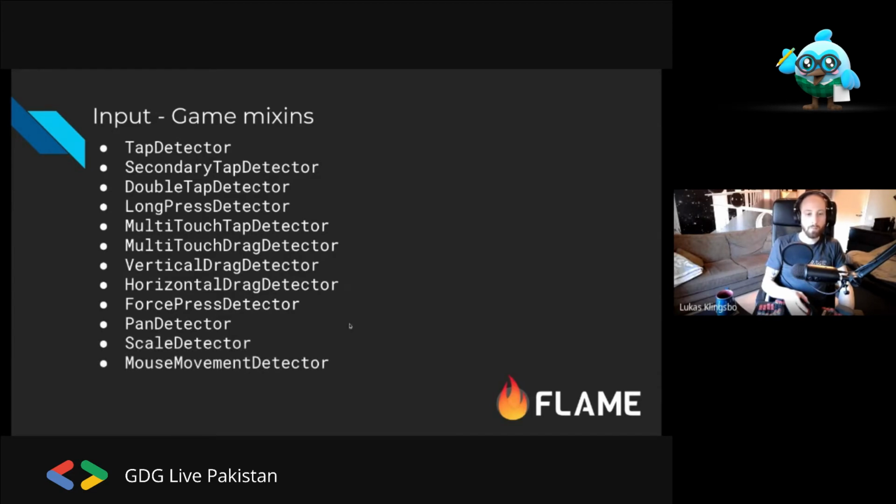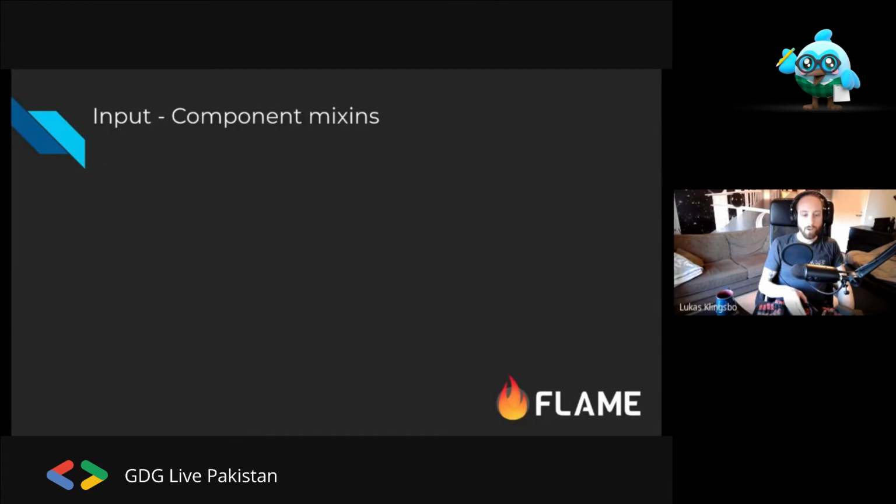And some of these are only useful on certain platforms. So for example, the multi-touch detectors, they're not very useful if you're running desktop or web because you usually only have one mouse to react with. And the same with like mouse movement detector, you only have a mouse on a desktop and web, but you don't have it on your phone. And it's a long list here.